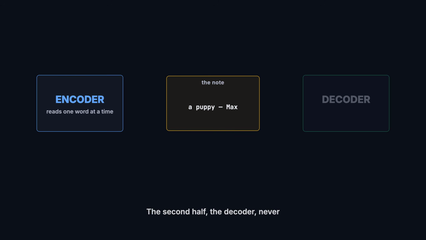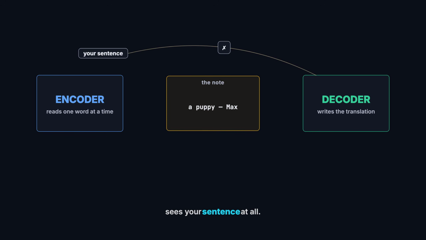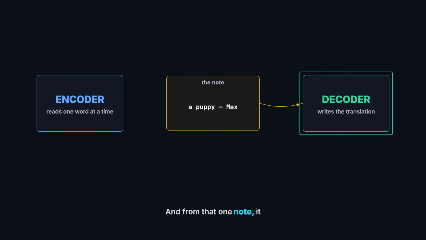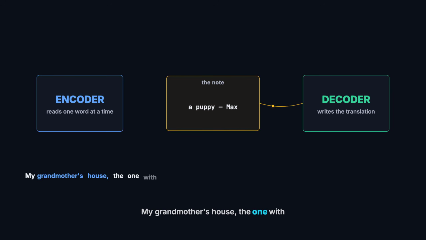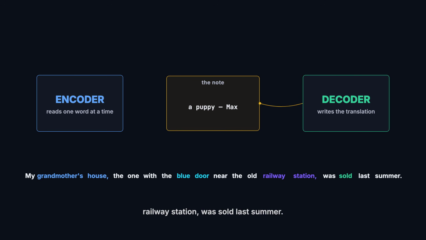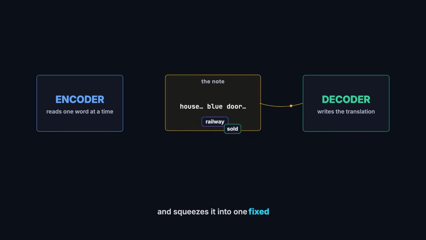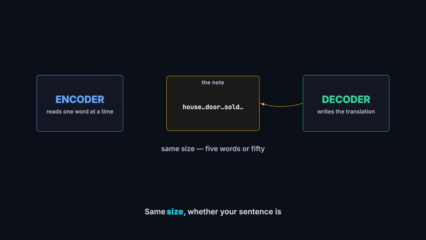The second half, the decoder, never sees your sentence at all. It only sees the note. And from that one note, it has to write the entire translation. Let's make that concrete. Say you're translating: My grandmother's house, the one with the blue door near the old railway station, was sold last summer. The encoder reads all of that and squeezes it into one fixed size summary. Same size whether your sentence is 5 words or 50.